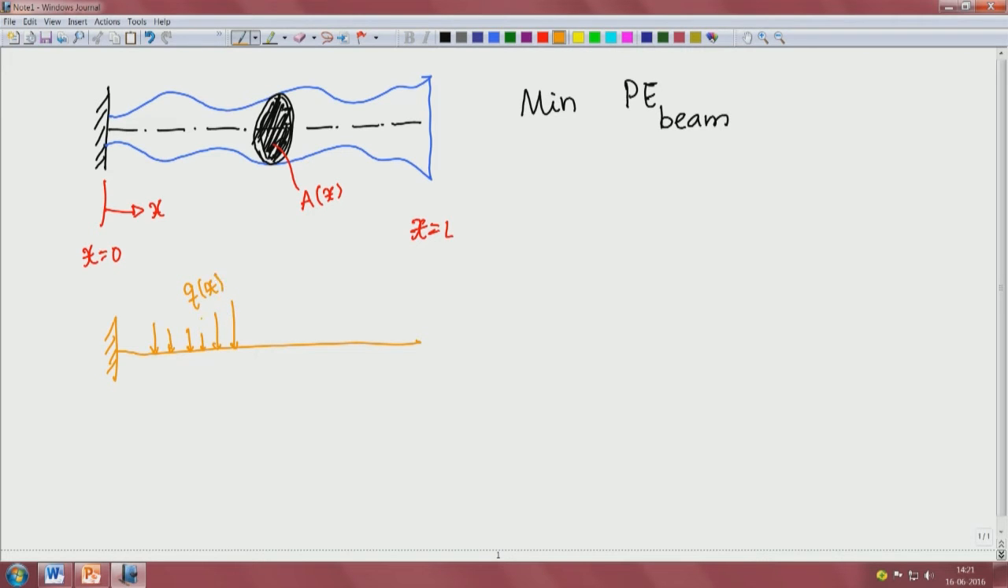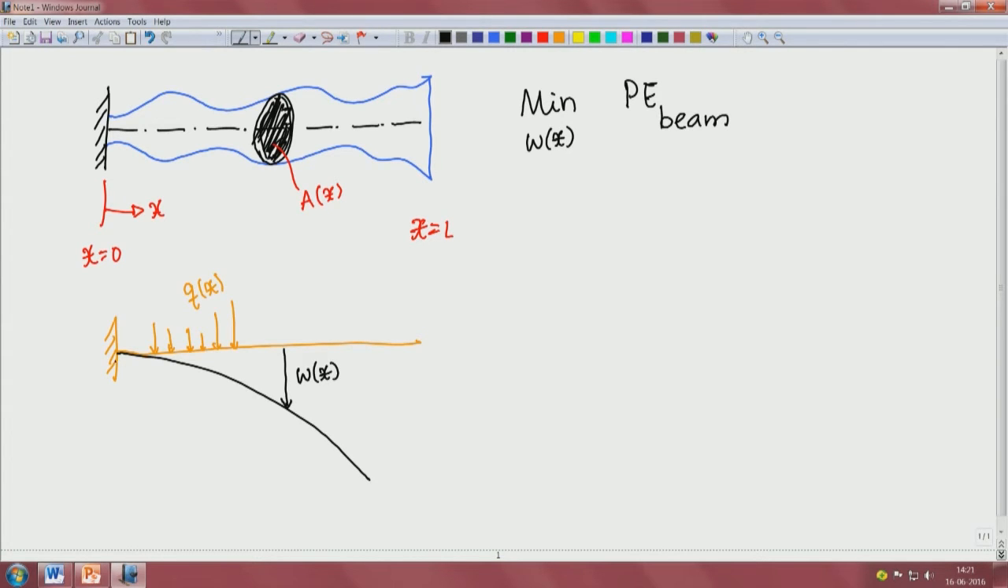So, everywhere there is a force acting as per the function Q of x, and the boundary conditions do not matter. I am just showing a cantilever beam, but they will come out of the calculus of variations calculation that we are going to do. We want to minimize this potential energy with respect to W of x. W of x is how this beam is going to deform under the load, and this displacement is W of x, okay. That is a transverse displacement.